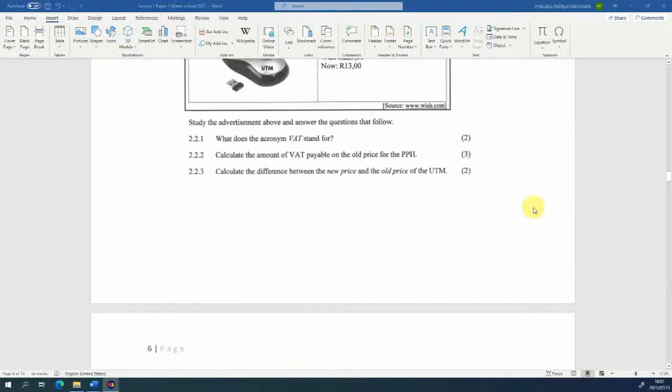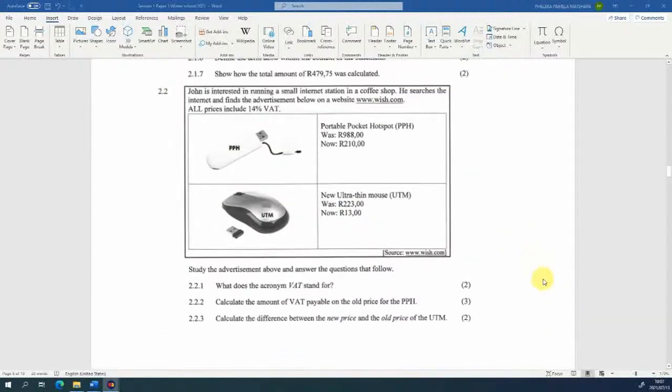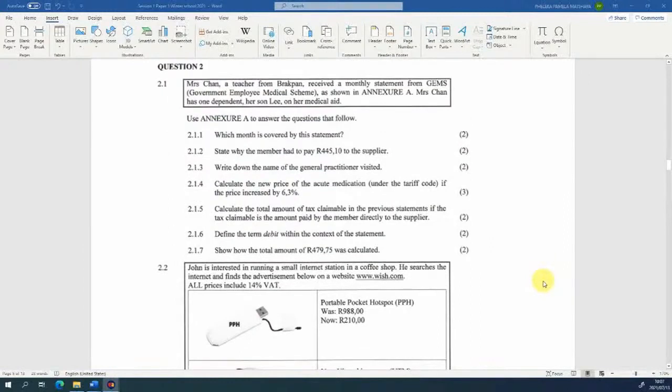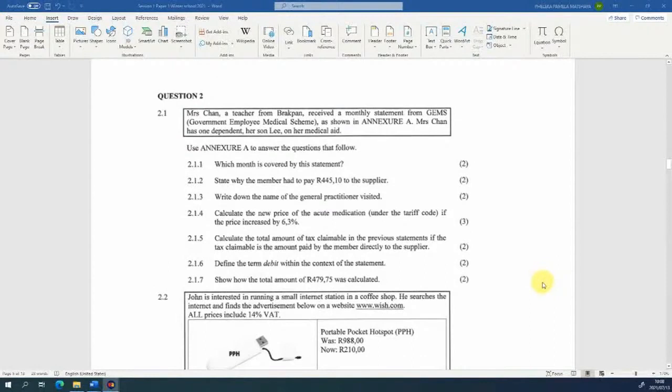It's very important. You can tear this annexure off from your question paper, and then you sit with the questions and the annexure next to each other. It's easier because you will obviously have to answer your questions from reading the annexure A, so it's best to just have them next to each other. Alright, let's get started. Use annexure A to answer the questions that follow.